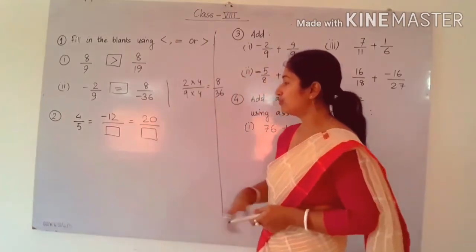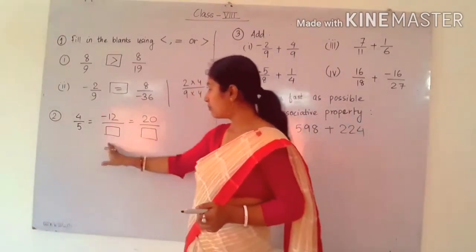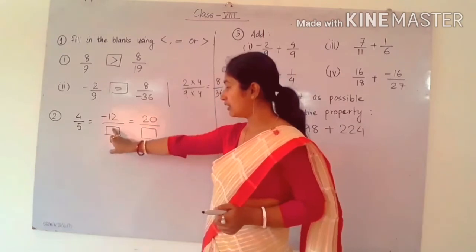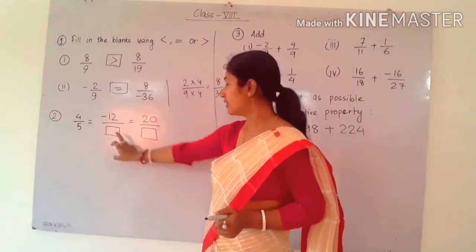Next is number 2. Here 3 rational numbers are given, but the denominator, in this case you have to fill this blank.